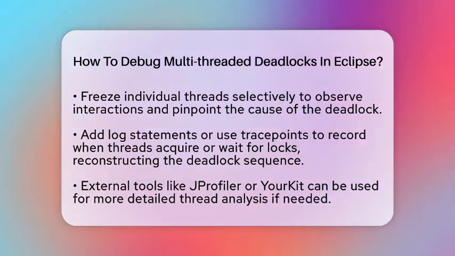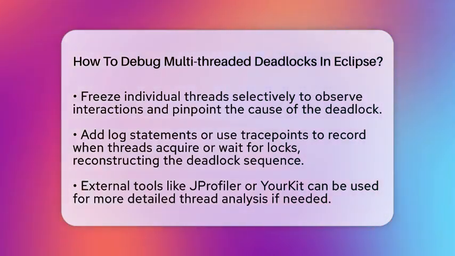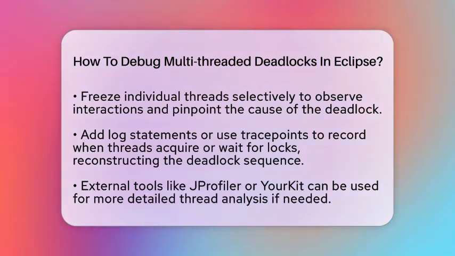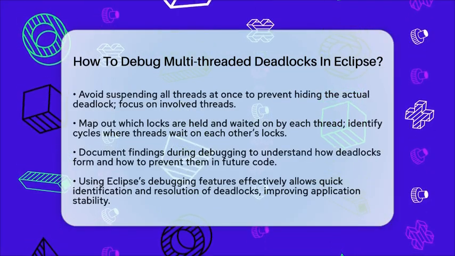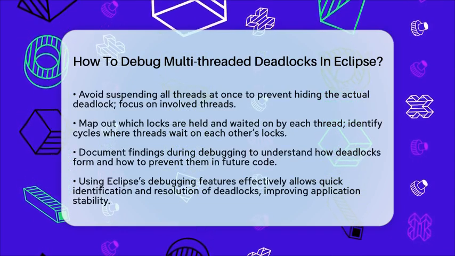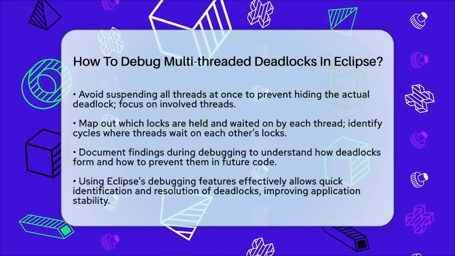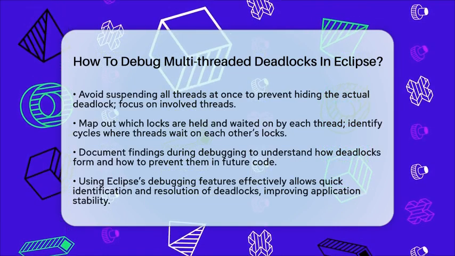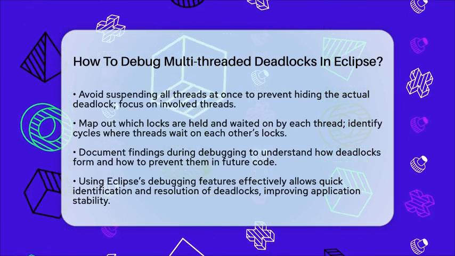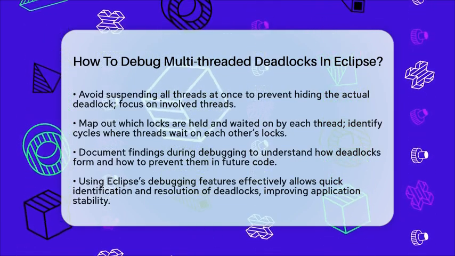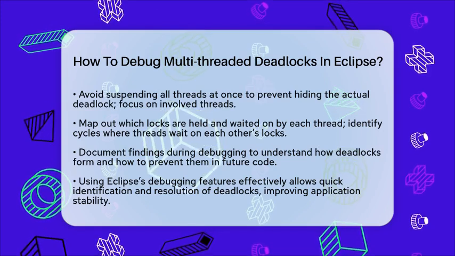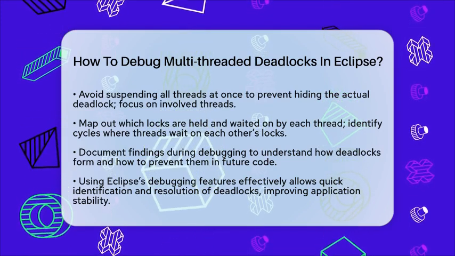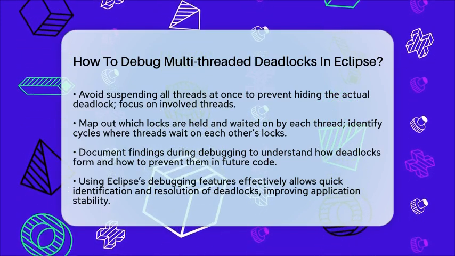Remember, avoid suspending all threads at once, as this can hide the real problem. Focus on the threads involved in the deadlock. Use the thread and stack information to map out which locks are held and which are being waited on. Compare the locks held and waited on by each thread. If you see a cycle, like thread A waiting for a lock held by thread B, and thread B waiting for a lock held by thread A, you've found your deadlock pattern.